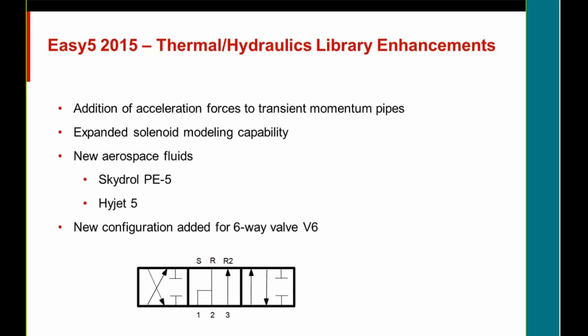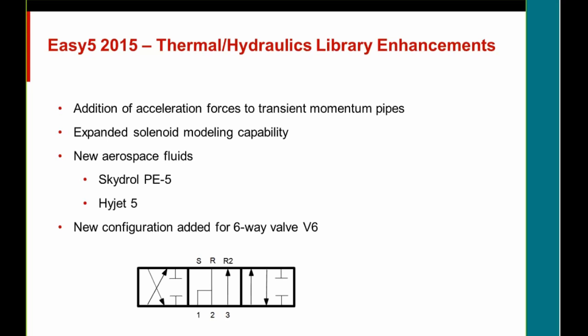Okay, so there were a few additions made to the hydraulics library in Easy5. The first thing is the addition of acceleration forces to the transient momentum pipes. So this means the acceleration can be added as an arbitrary vector to those pipes. So if you have a situation where your pipes are in a vehicle that's accelerating, this will now be taken into account.